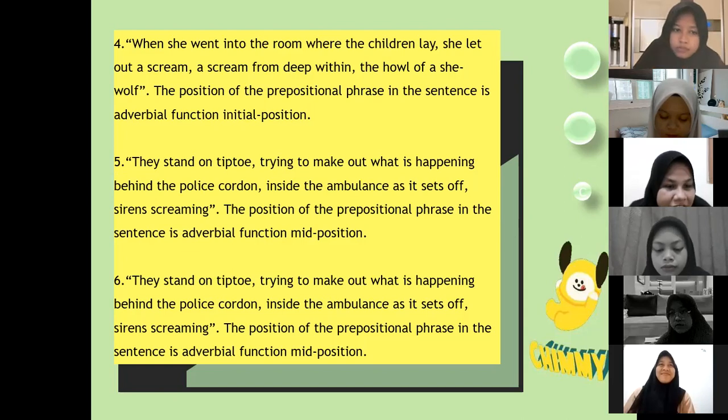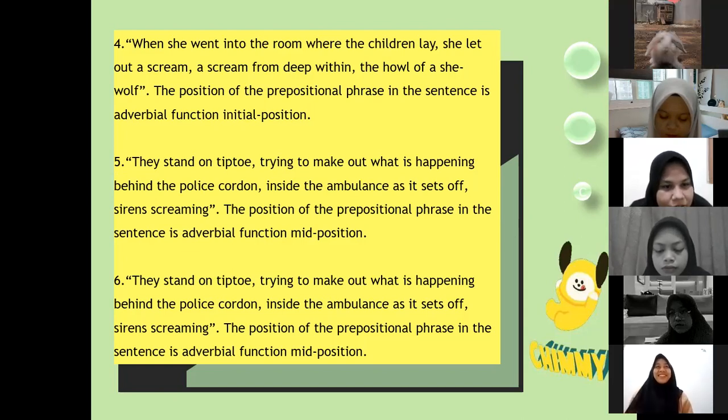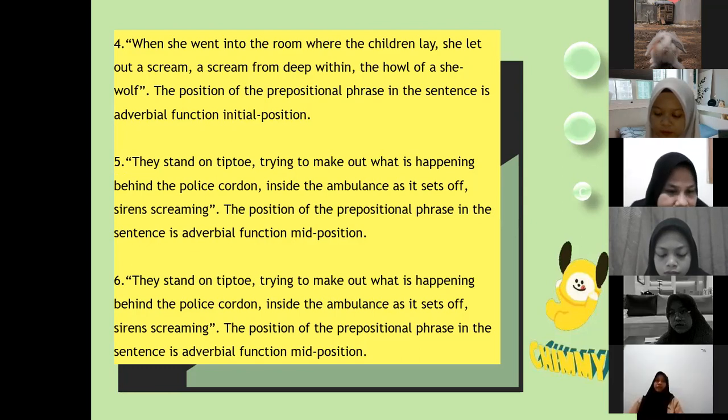Fifth, "They stand on tiptoe, trying to make out what is happening behind the police cordon inside the ambulance as it sets off, sirens screaming." The position of the prepositional phrase in the sentence is adverbial function, mid-position.